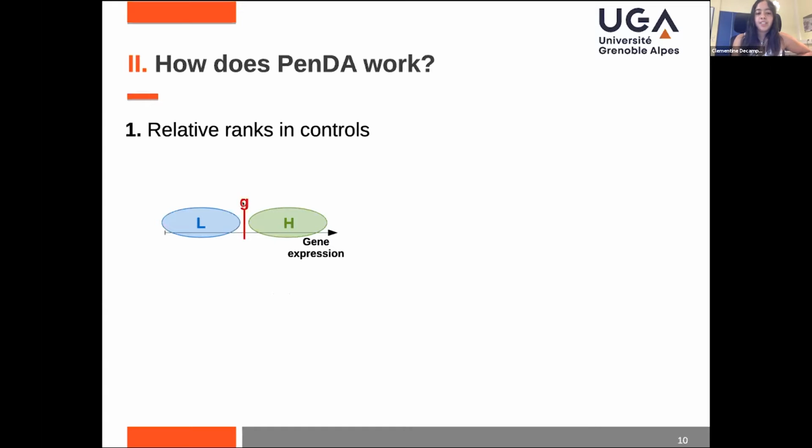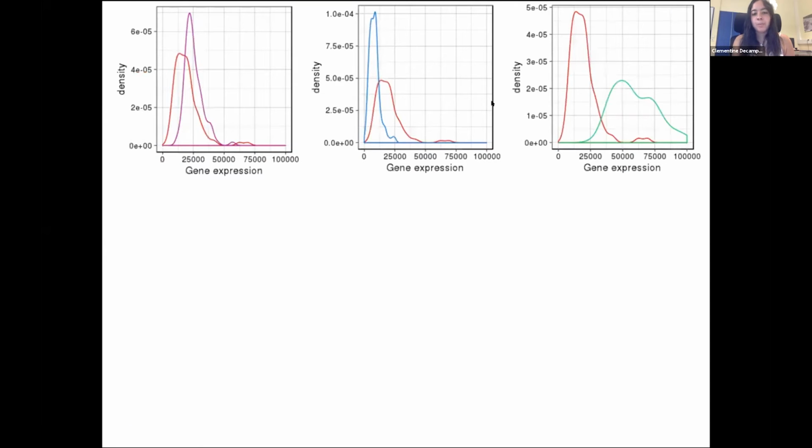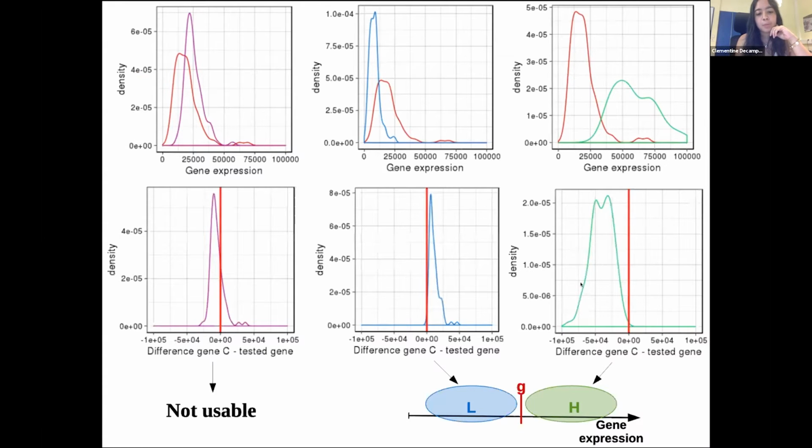So for each gene G, you want 2 lists, the L list of genes which are always lower expressed in controls and the H list of genes with a higher expression in all the controls. So more explicitly, if you look at the gene expression in controls of the gene G in red and of 3 other genes, here purple gene, blue gene, and green gene. So here is just the gene expression distribution.